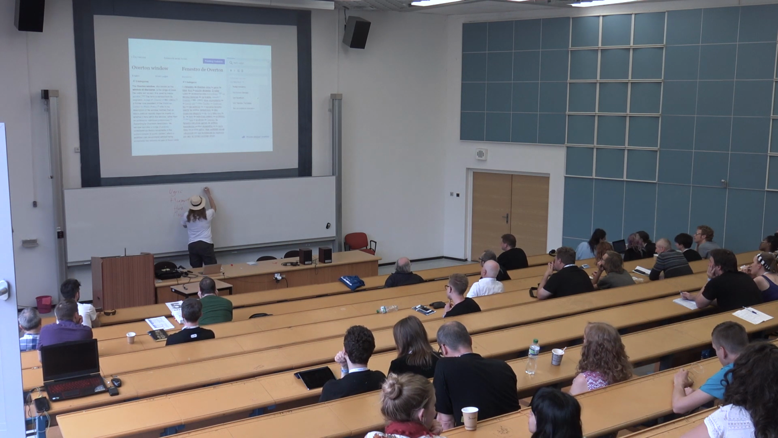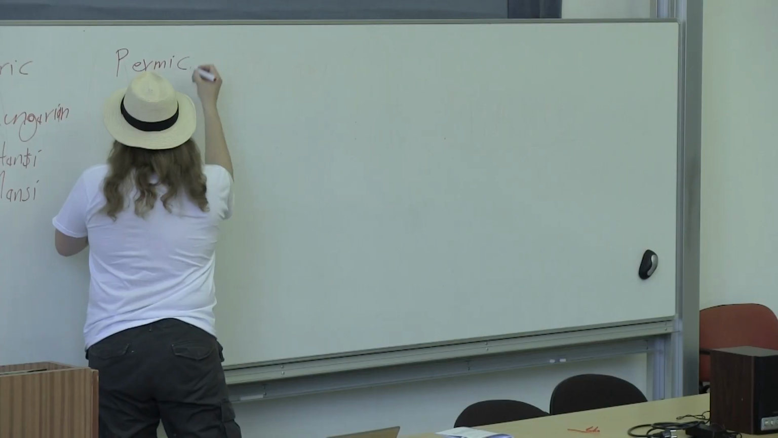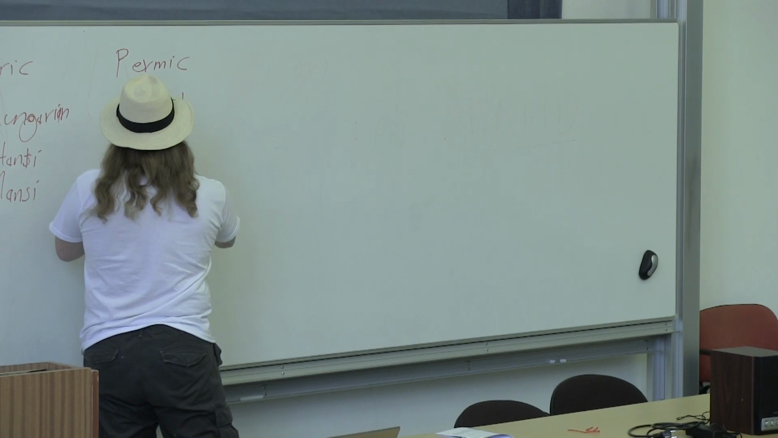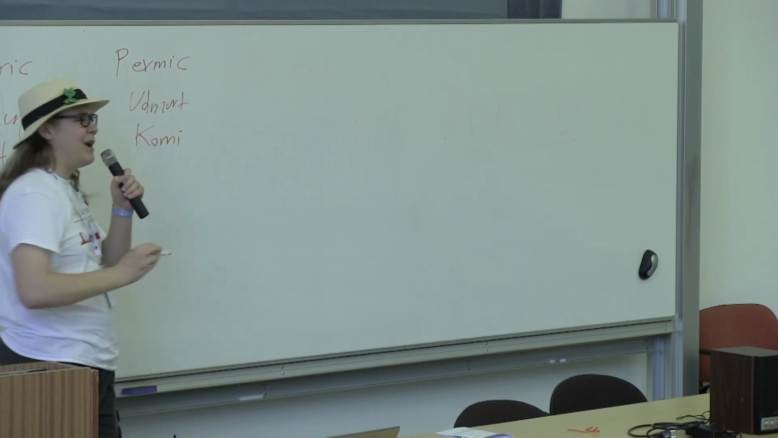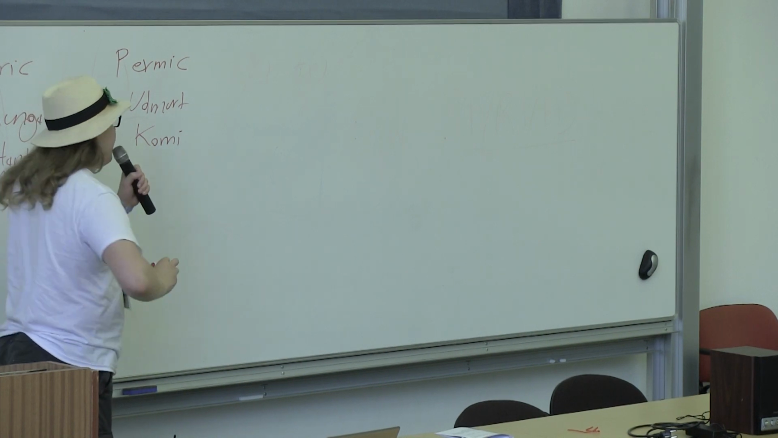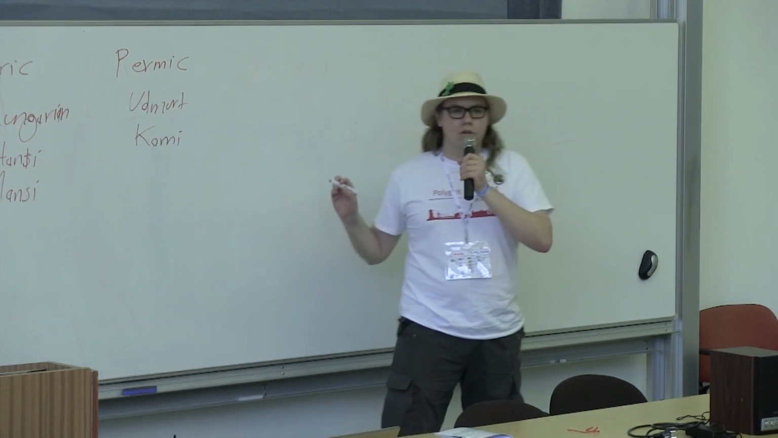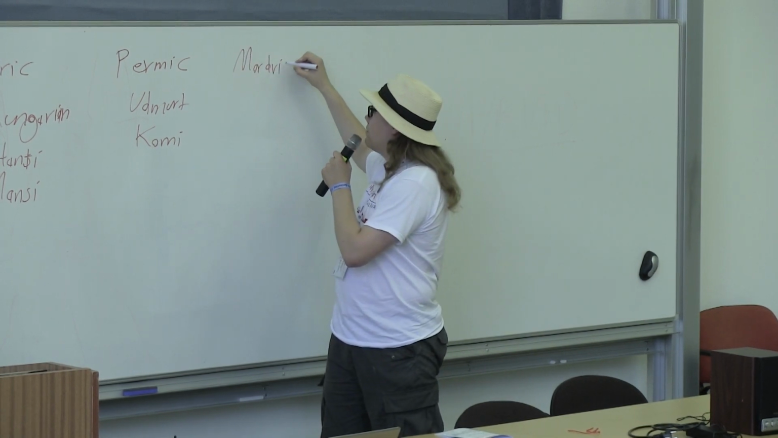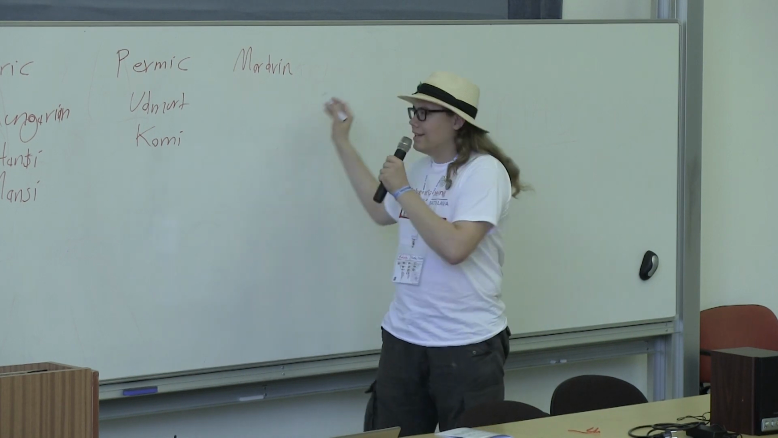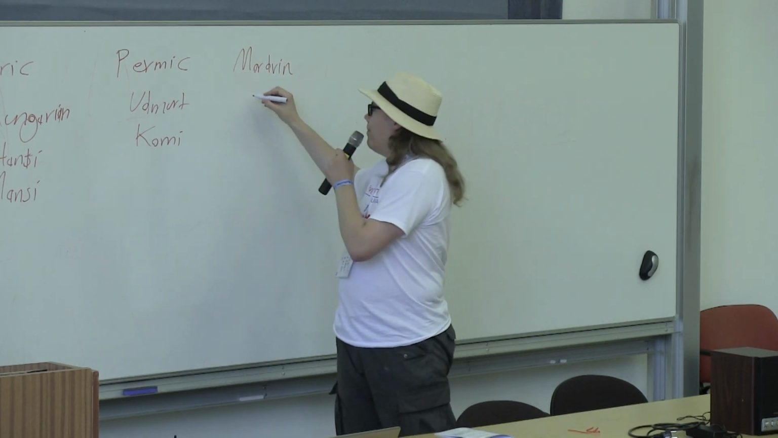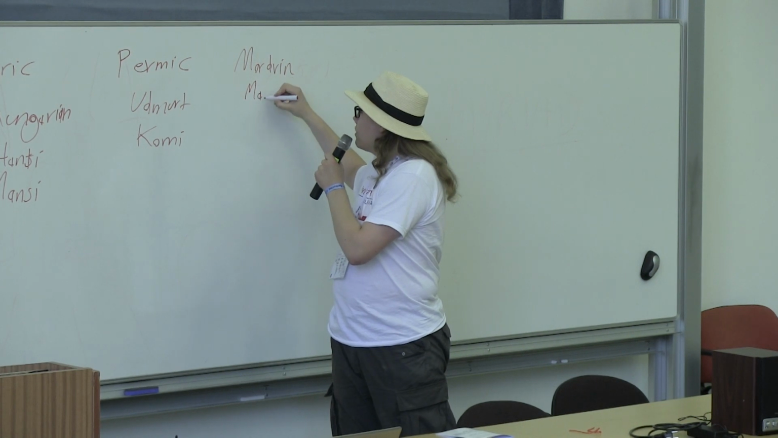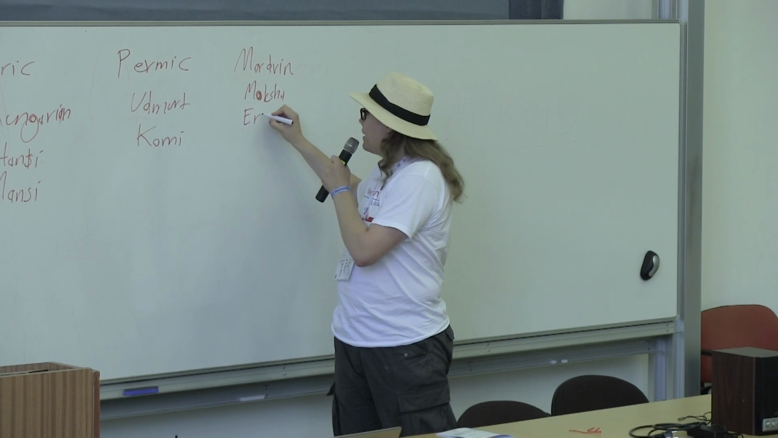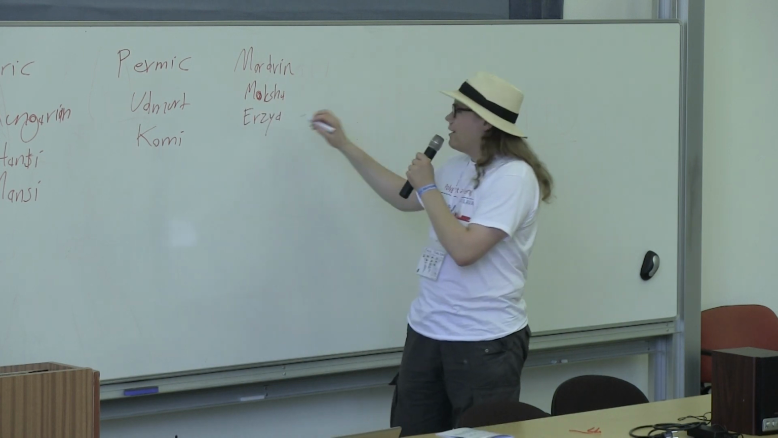We have the Permic languages, which contain Udmurt and Komi. There are a couple of different varieties of Komi. There's also the Mordvin languages. I think it's Mordvin in English, I'm not actually sure. In Finnish, it's Mordva, which contain Moksha, which I will speak at the record-setting thing, and Erzya.